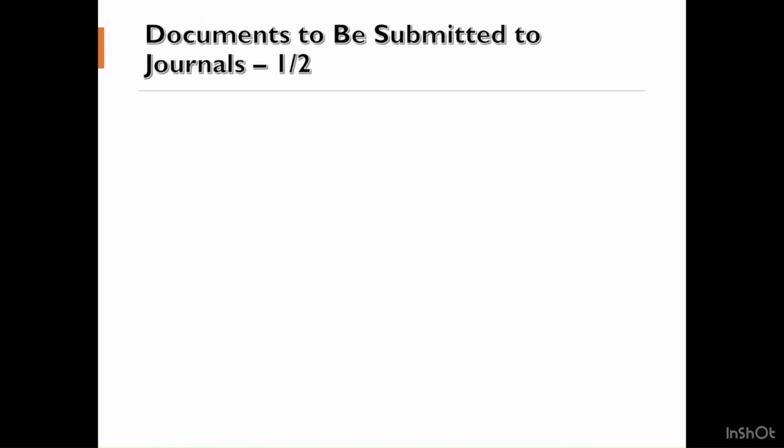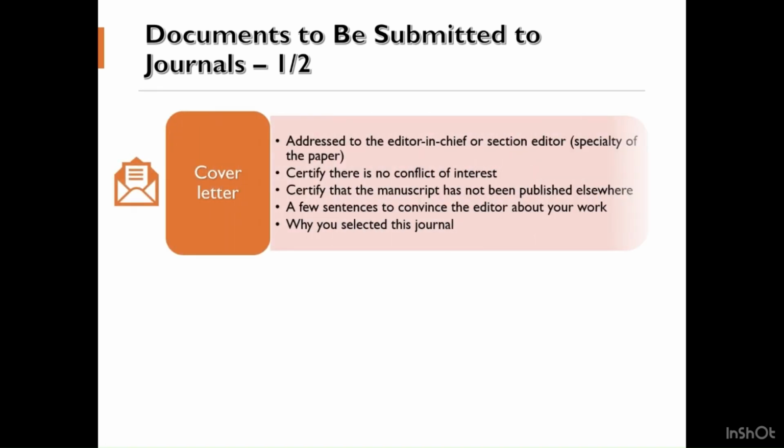So after you have selected the journal and you have read all the information that you needed, the aim and scope, the instructions for authors, and you learned about the indexing of the journal and so forth, once you have decided to submit your manuscript and you submit your work, there are certain items that have to be submitted other than just your abstract, other than your manuscript. First of which is the cover letter.